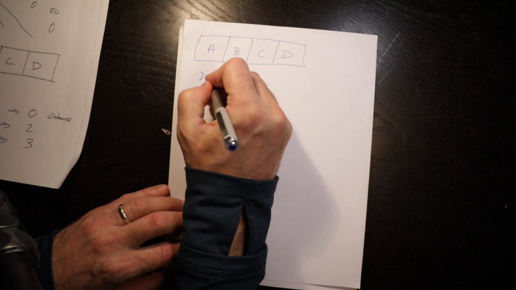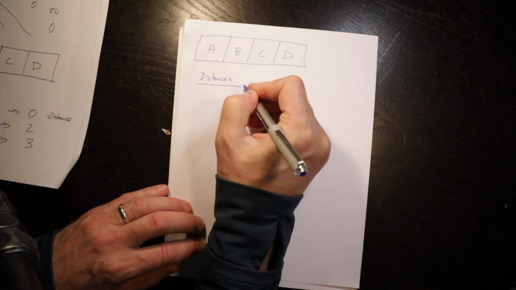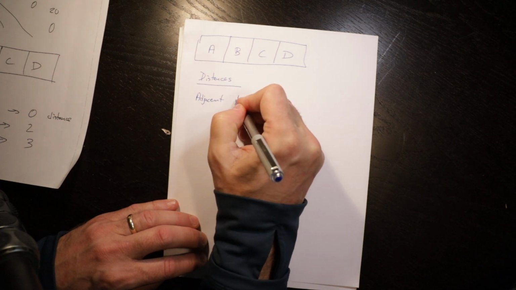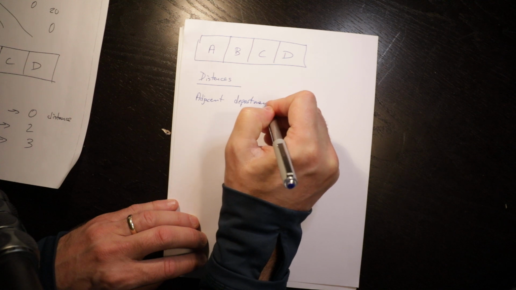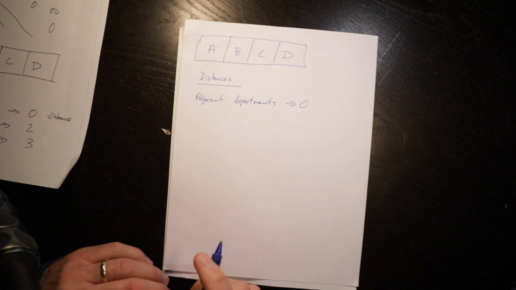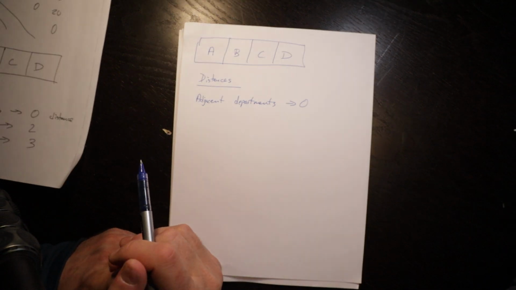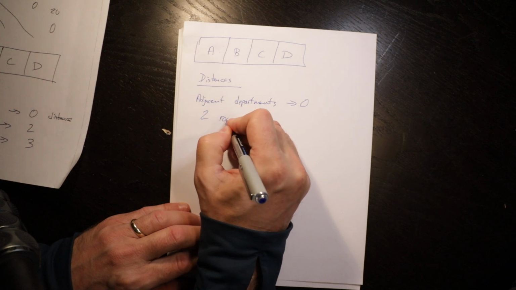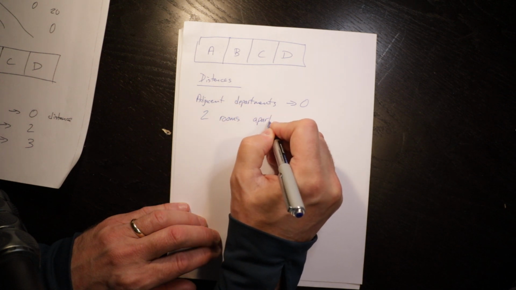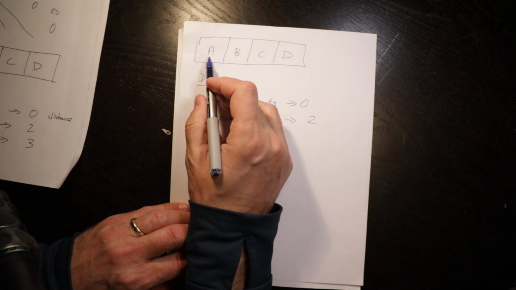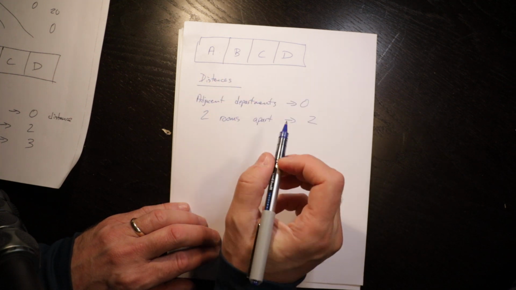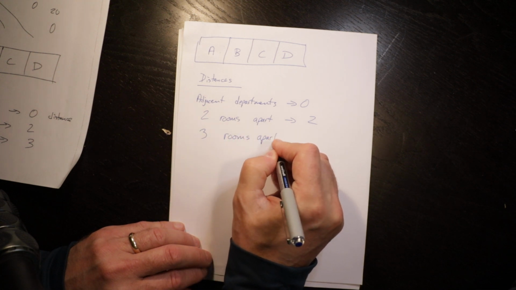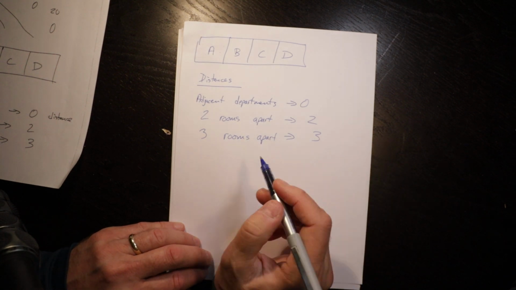and we do our distances, adjacent departments are 0. Now, really they are 1, but it makes our lives a little bit easier when there are zeros in terms of the math. 2 rooms apart, 2. So A to C is 2, 1, 2. 3 rooms apart is 3, and so on.